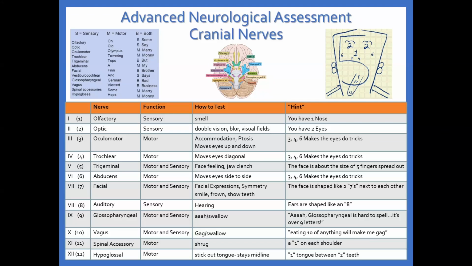When you are testing, do you know what accommodation means? We use those nice little words, PERRLA. Do you know what PERRLA is? Pupils equal, round, reactive to light, and accommodation. So if you don't test accommodation, don't say you tested accommodation. Do we know what it means?